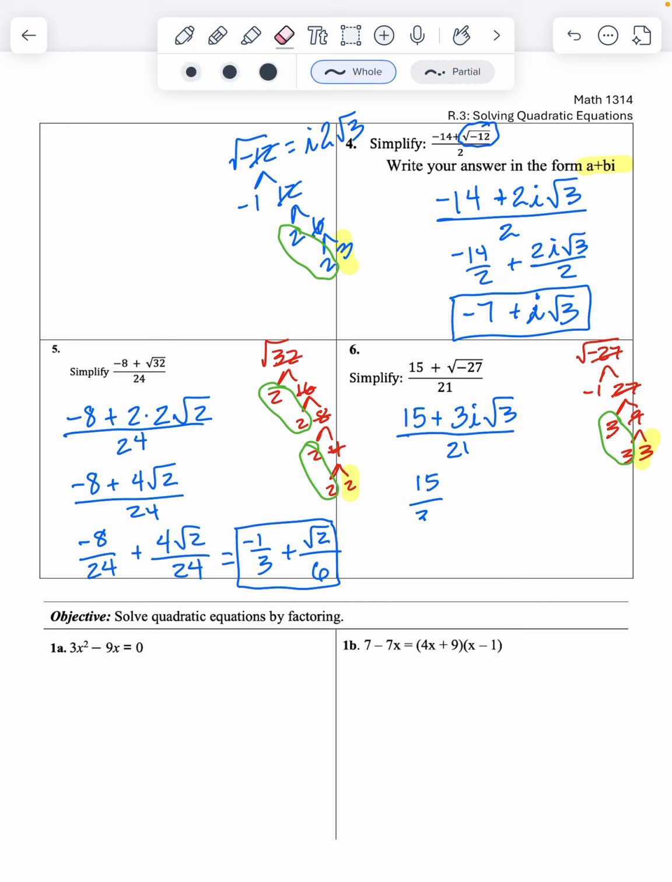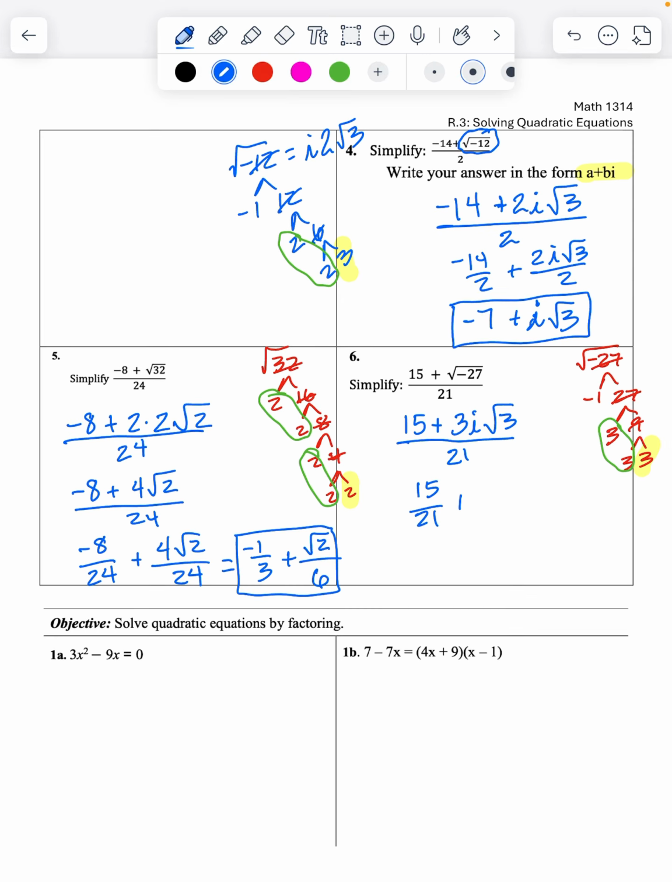When you're doing your own problems, trying several versions possibly if you have to try again, sometimes one of these fractions will reduce and the other one won't. Sometimes none of them will. These happen to all have fractions that reduce for both pieces, but that's not always necessarily going to happen.